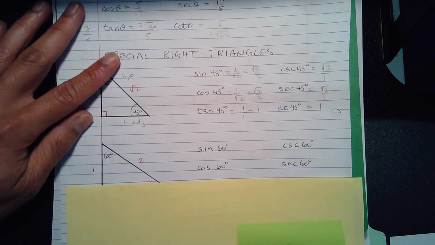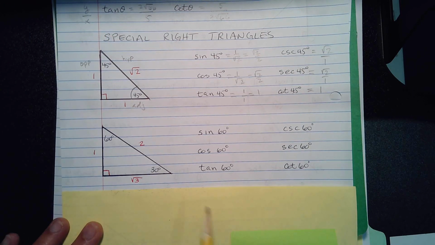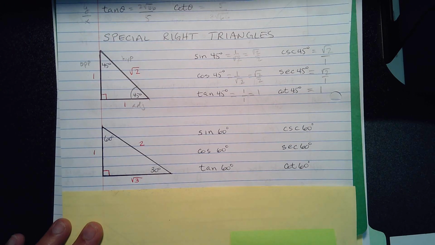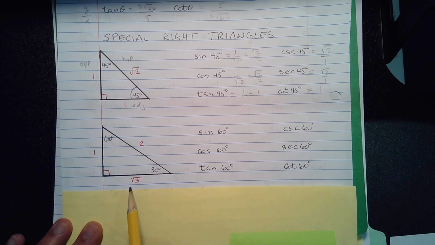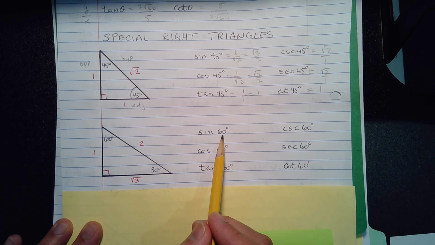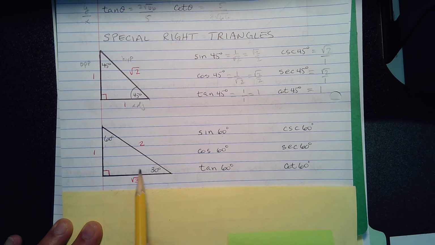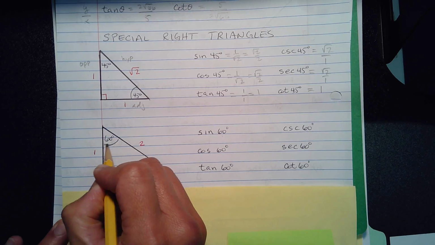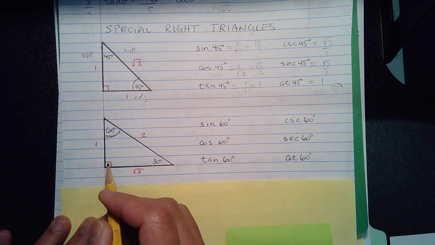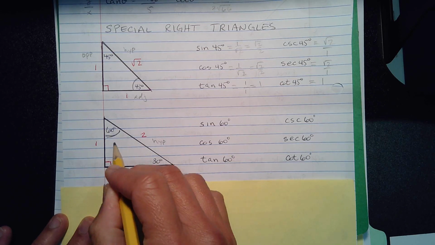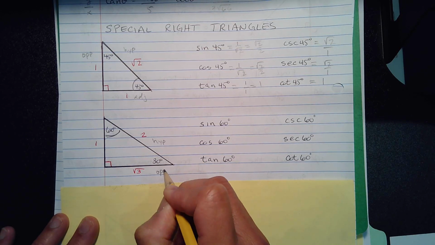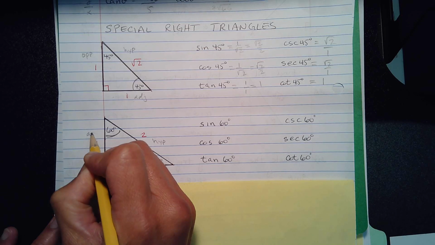Okay, next we have our 30, 60, 90. So now I want to find the ratios of 60 degrees with all 6 trig functions. Again, it satisfies the requirement. That's an acute angle. It's in a right triangle. So mark up the angle we're using and identify the hypotenuse. And then this side related to this angle, that's the opposite. And this is adjacent.